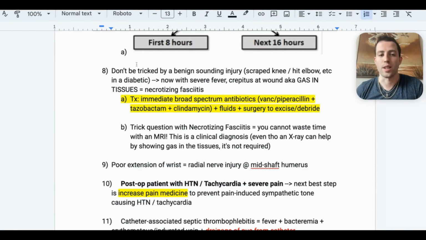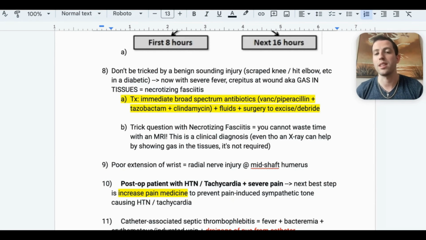All right, number 8. This is something that can trick you. Patient has a benign sounding injury. Let's say they scraped their knee, they hit their elbow. They did something that sounded kind of like what happens on a day-to-day basis, right? And the patient usually will be a diabetic. But now you see that the patient has severe fever, crepitus at the wound, aka gas in the tissues. You want to be thinking necrotizing fasciitis.